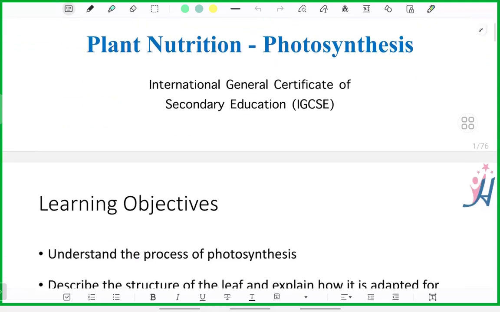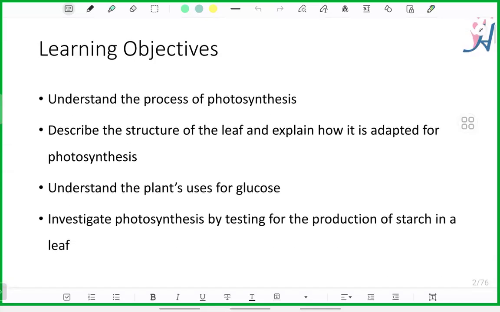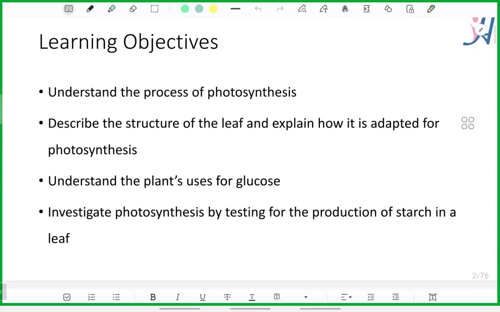Before going deeper, I would like to share some learning objectives. In this lecture video, we will be focusing on four main objectives, which include understanding the process of photosynthesis and describing the structure of the leaf, as well as explaining how it is adapted for photosynthesis. These two objectives will be part of the first video.